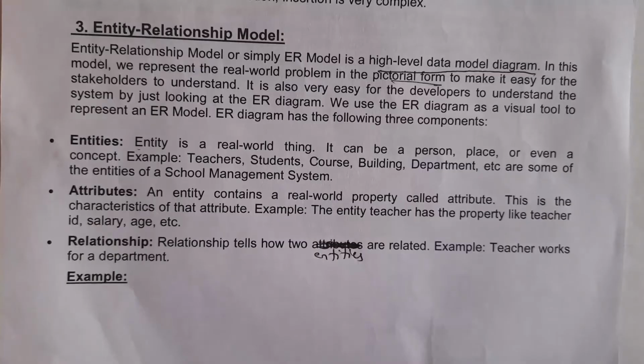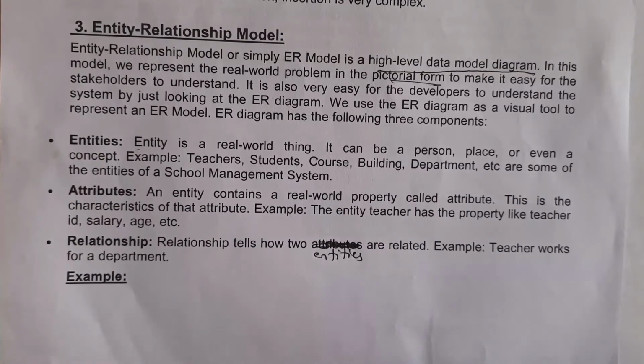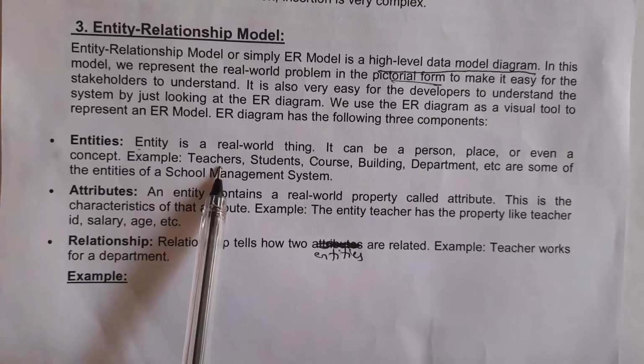Next one is attributes. Whatever the properties that these entities contain, we call these properties as attributes. For example, if you consider teacher is entity, this teacher entity may contain various attributes like teacher name, teacher salary, teacher age, teacher ID and so on.